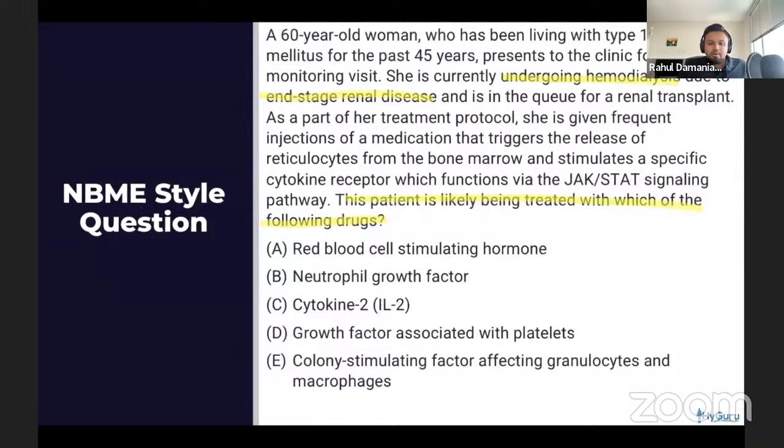RBC stimulating hormone, neutrophil growth factor, cytokine 2 or IL-2, growth factor associated with platelets, or colony stimulating factor affecting granulocytes and macrophages.